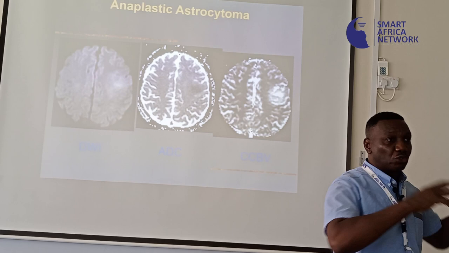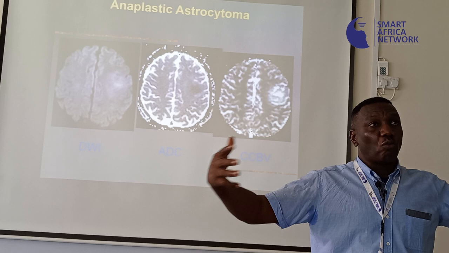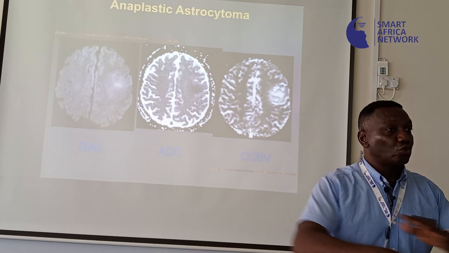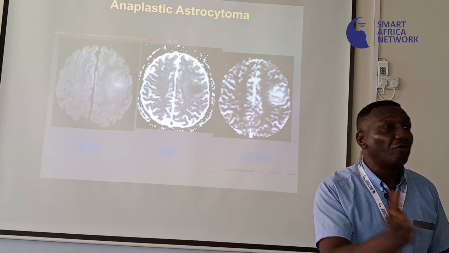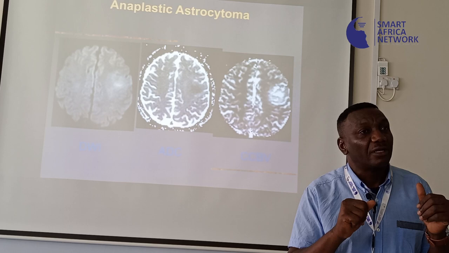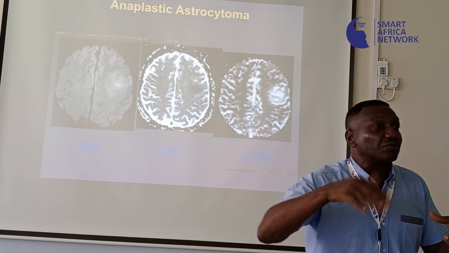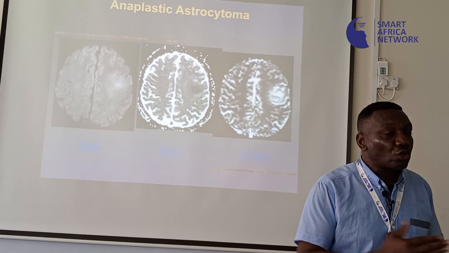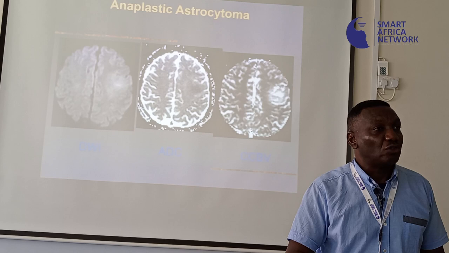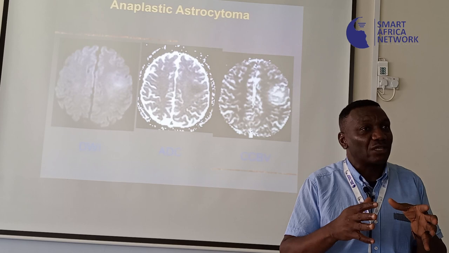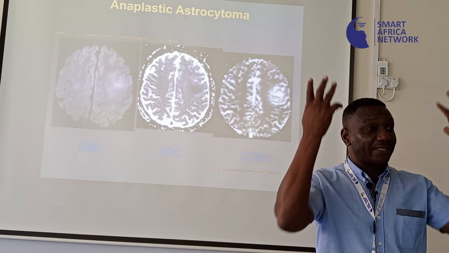In this case, you assume water normally moves freely in any space. If you pour water here, it just moves in any direction. So the signal usually does not show anything, because the sequence is made so that it gives no signal when water is in motion. Now, when you have an abnormality that obstructs the movement of water, on a DWI image the settings are put in such a way that when water motion is restricted, it will give you a high signal.